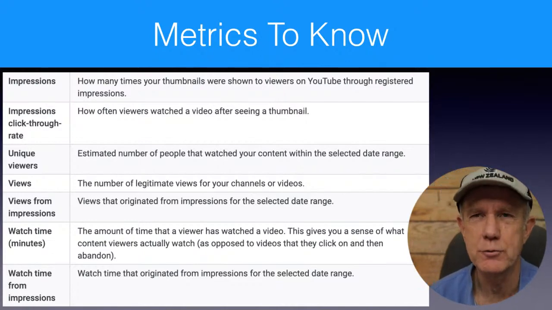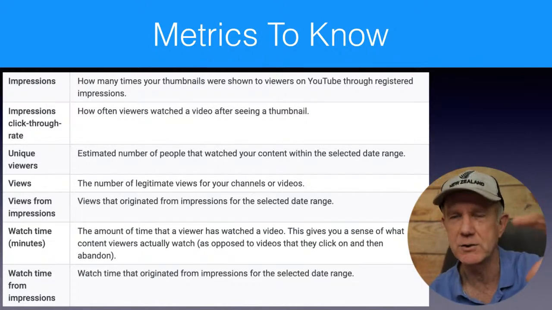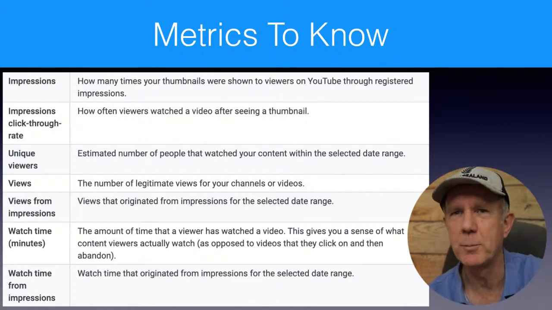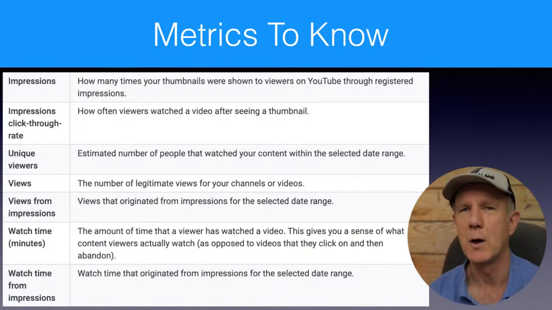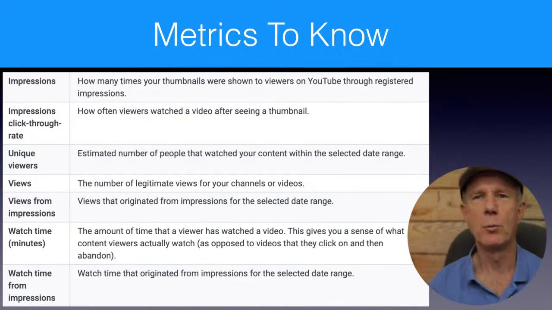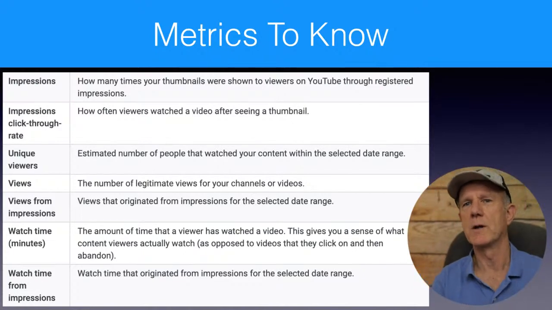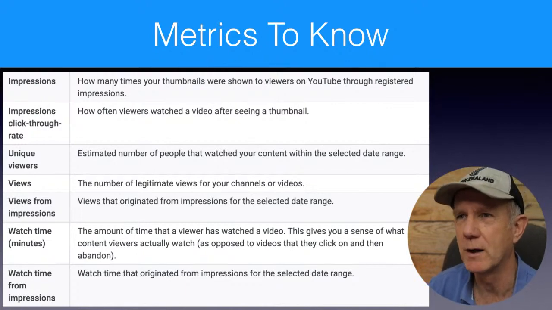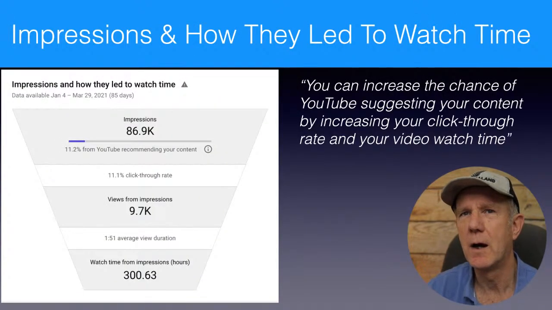If you look at your audience retention graph, you can find these dips and these spikes. It'll tell you exactly where people started leaving, or maybe they rewound the video to watch more of your video. And then there's watch time from impressions, which is watch time that originated from impressions for the selected date range. So those are all some metrics that you should know about.